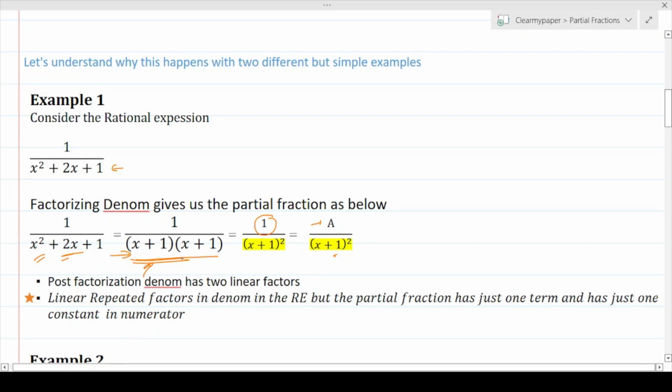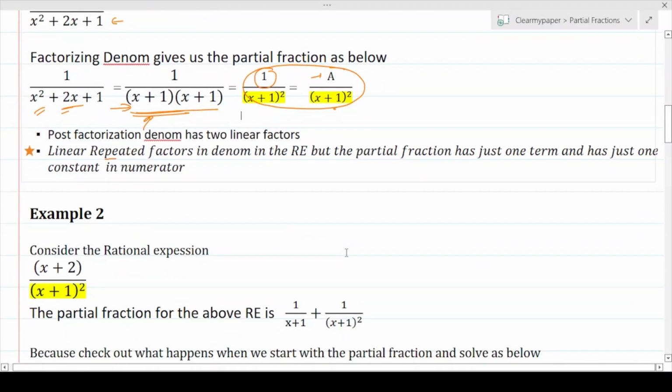But what's happening is the linear factors in the denominator are linear repeated, but this partial fraction just has one term and just one constant. And this is the right answer. So this particular partial fraction has just one term and one constant in this case, and the denominator is x plus 1 the whole square.